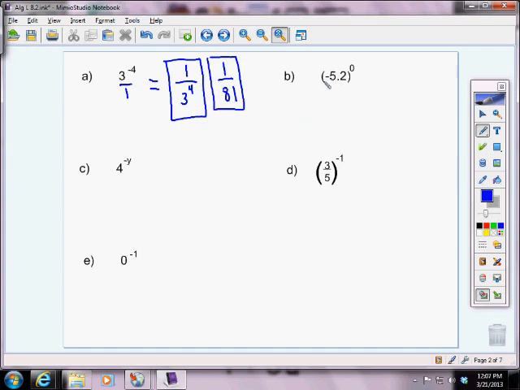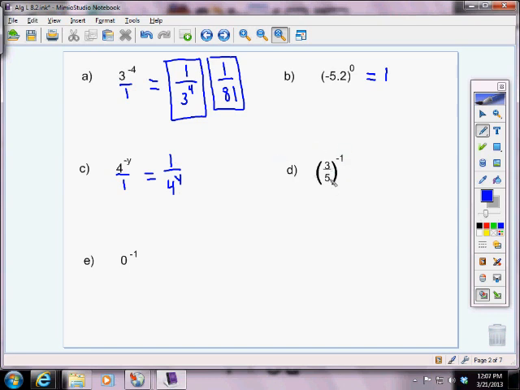Looking here at part B, we have negative 5.2 raised to the 0 power. Remember, anything raised to the 0 power equals 1. C, 4 to the negative y. Again, think of it as a reciprocal without the negative. So this becomes 1 over 4 to the y. That's it. We really can't do anything else with that one.